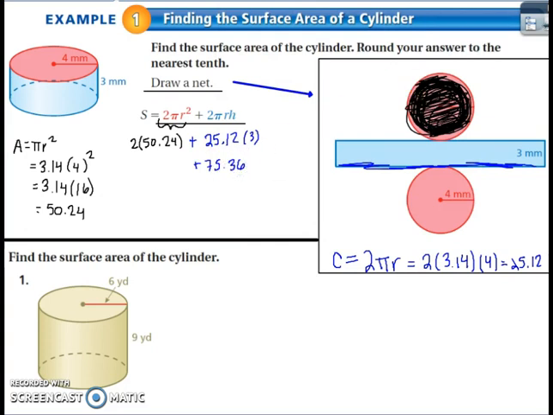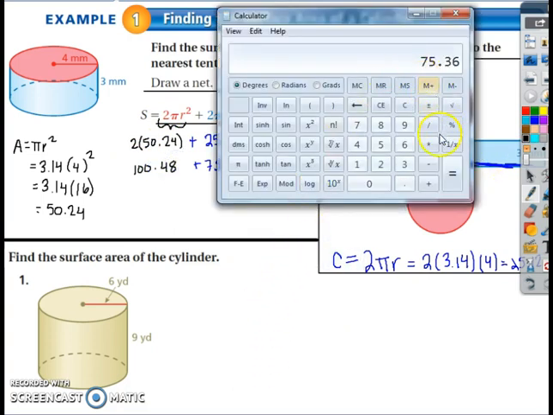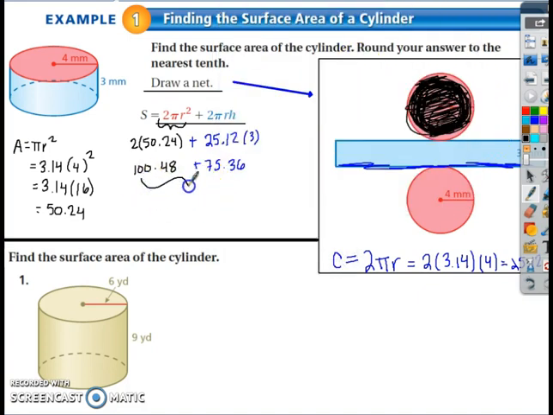So the area of that rectangle is 75.36. Multiplying the area of my circle by 2, I'll have 100.48. And now using a calculator to add these two, 75.36 plus 100.48, I find that the total area is 175.84.